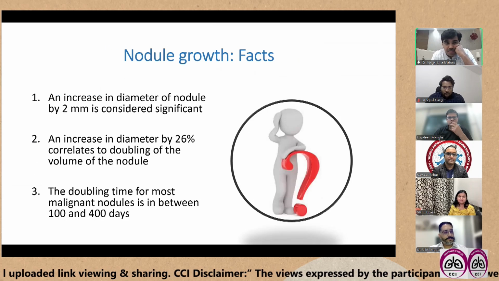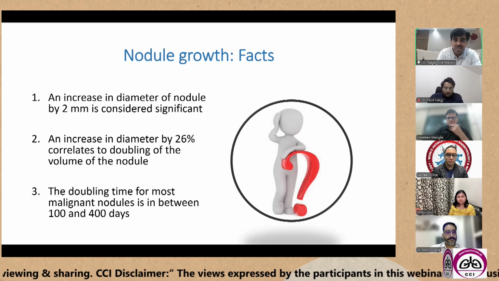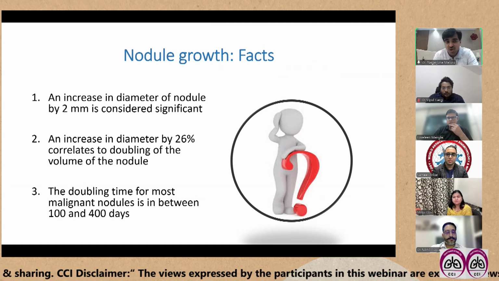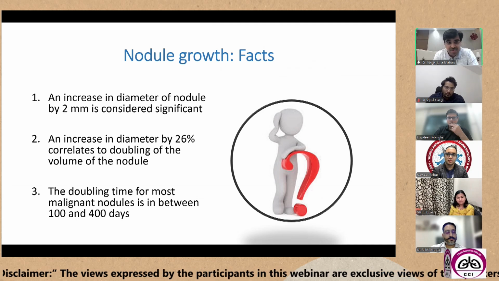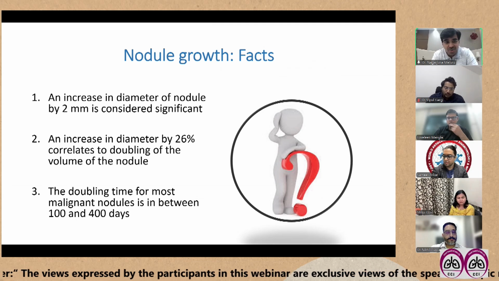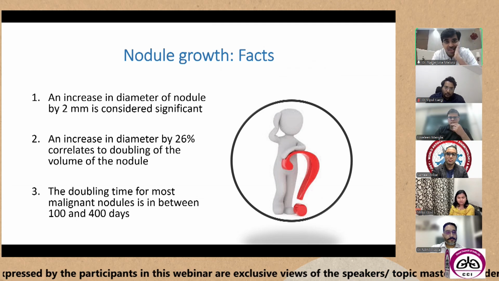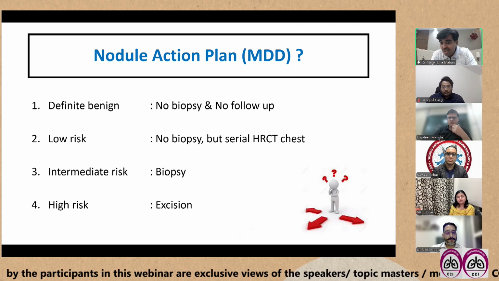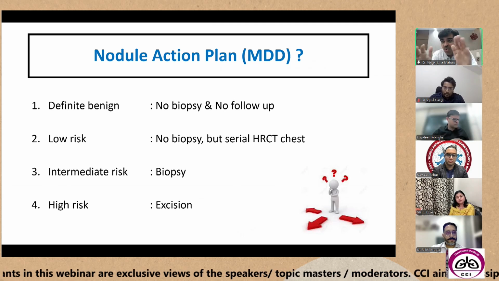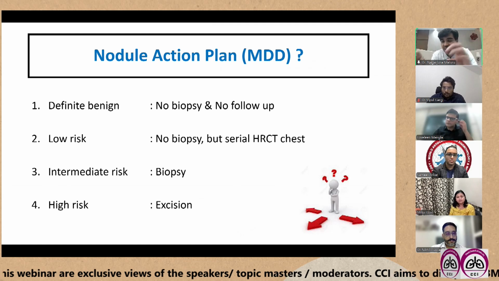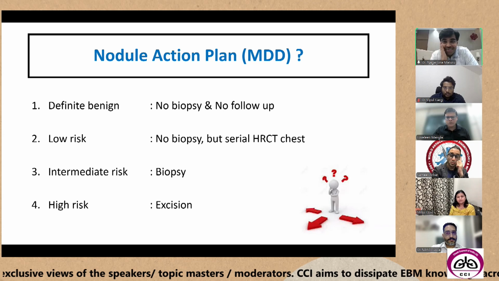So now these are the facts which Dr. Loveleen has already said, but just to repeat, an increase in diameter by 2 mm is significant. An increase in diameter by 26% correlates to doubling of the nodule, and the doubling time is anywhere between 30 to 400 days. So now in this case, the case which I had shown, 2 scans, 1 year apart, no growth, and all the features of a benign nodule. So now what will the MDD say?